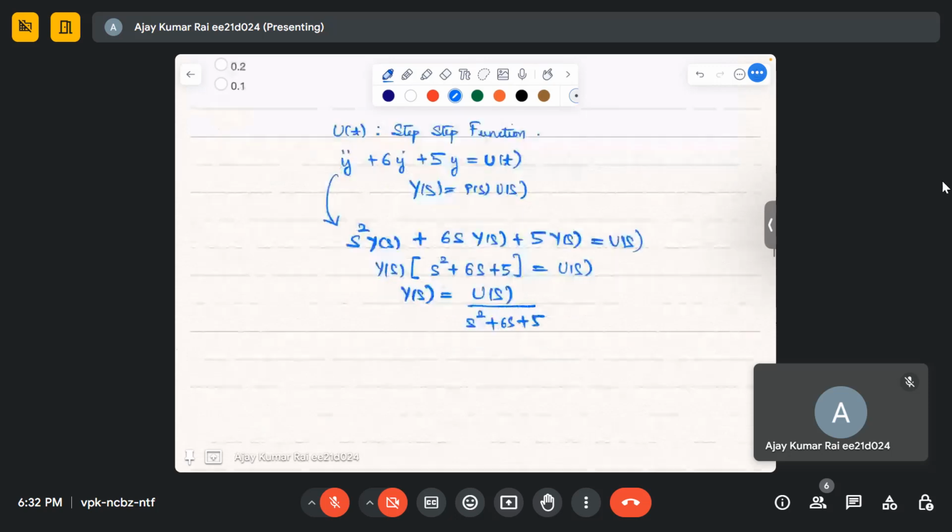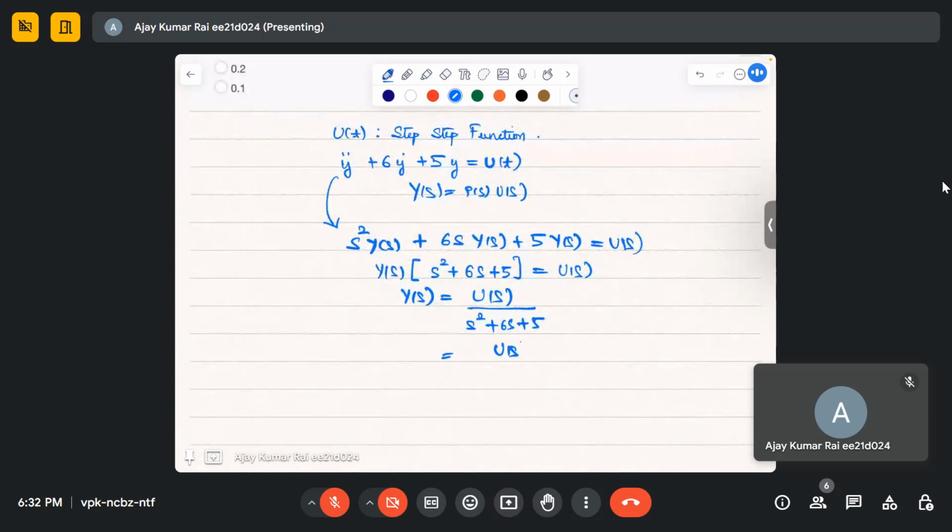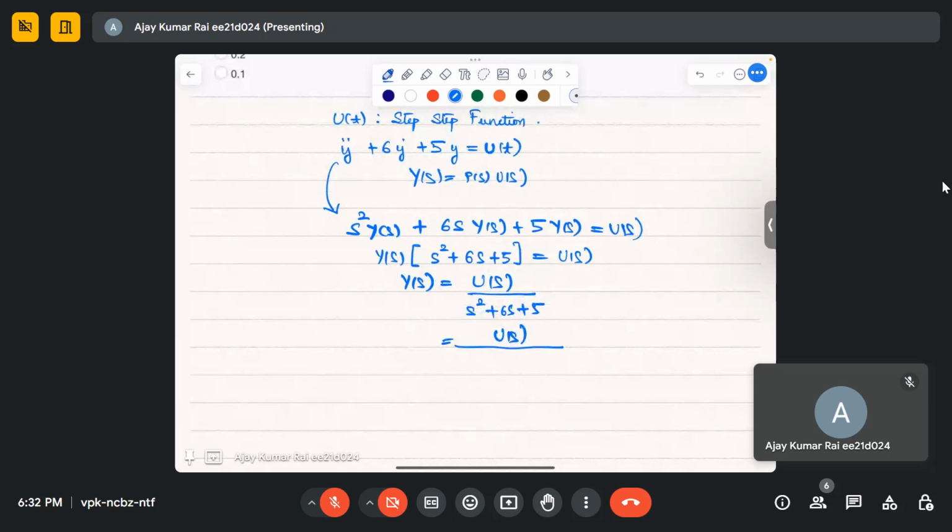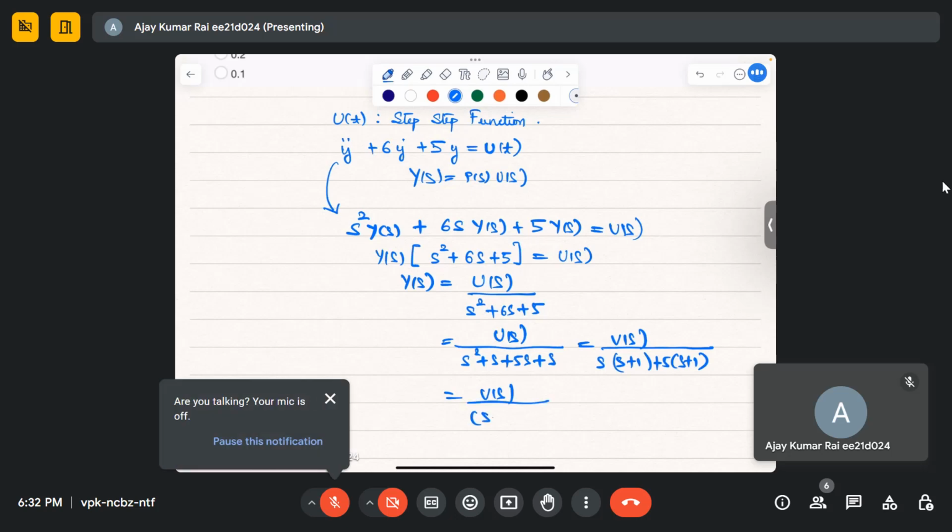Let me factorize the denominator here. It is s plus 1, s plus 5. So y of s equals u of s over (s plus 1)(s plus 5), correct? So this you got, right?